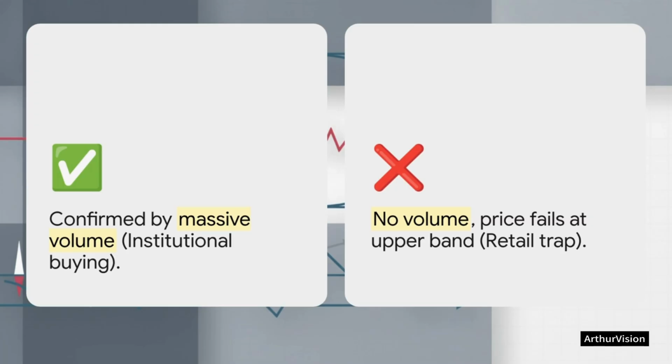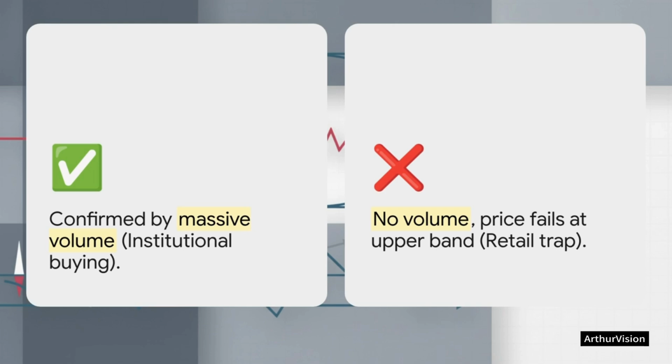Section 4. Ironclad Risk Control Rules. Listen, in the market, surviving is always more important than making money. If you can't protect your capital, you literally cannot play the game. So we have to implement defensive mechanisms to eliminate traps and totally unplug our emotions when a trade turns against us. The very first line of defense is identifying the difference between a true move and a trap.